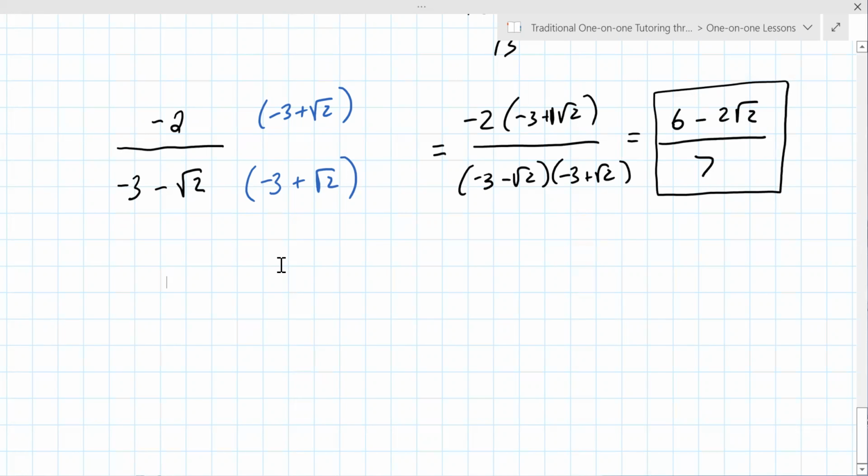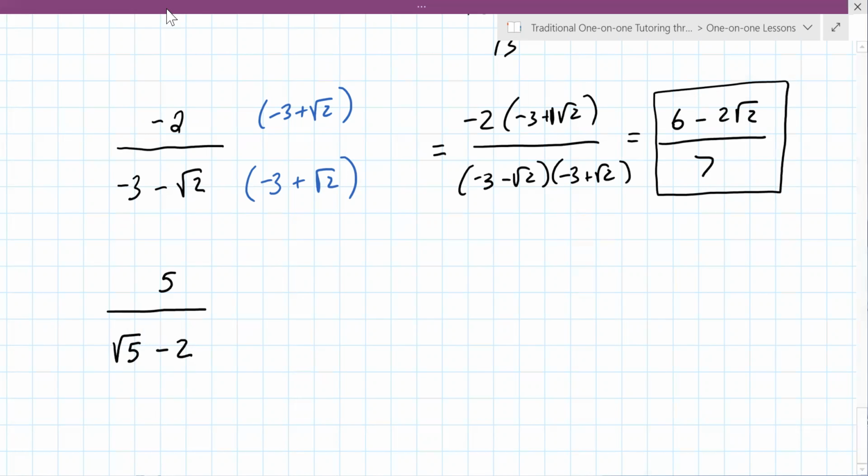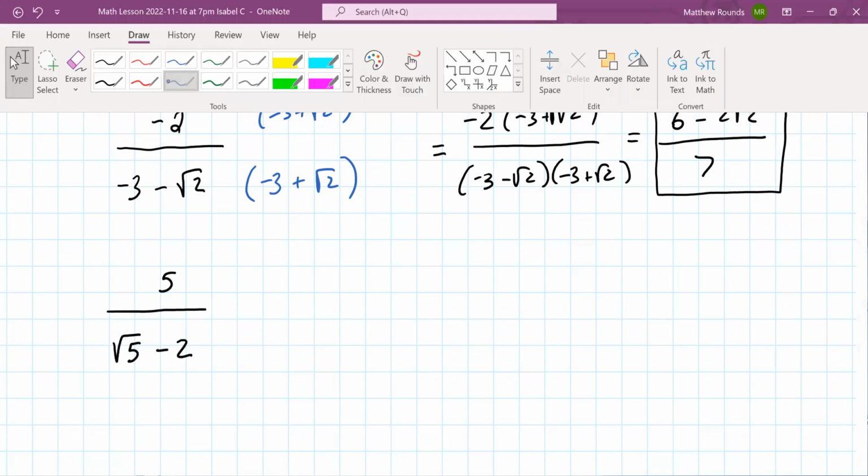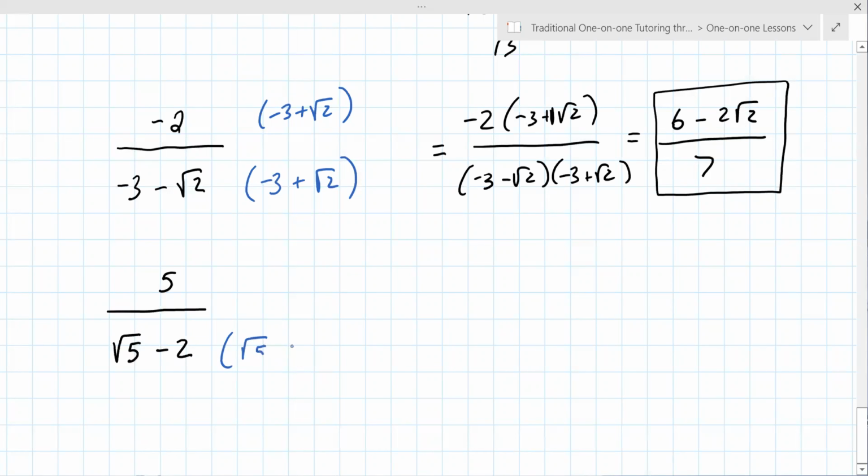So another thing that I guess I failed to mention, I'll talk about it now. Let's say I give you a problem like this. If the order is different than what you expect, you still only change the sign in the middle, the operator in the middle. So the conjugate would be square root of 5 plus 2. So notice in this new problem, it's not number and then square root, it's square root and then number. You only change the operator in the middle.